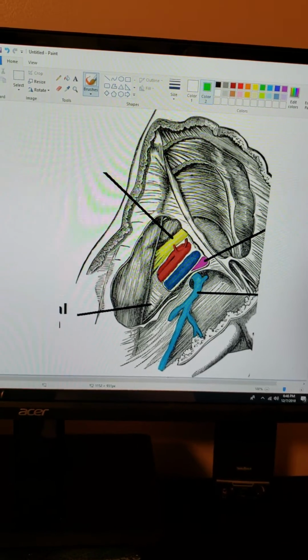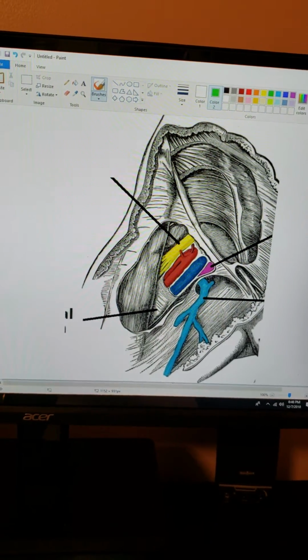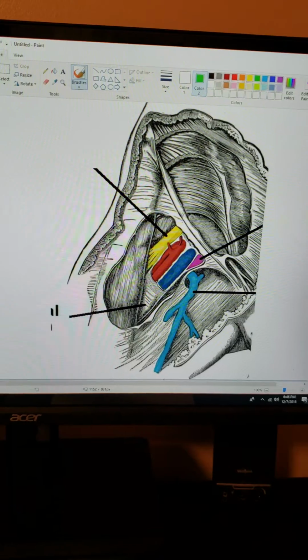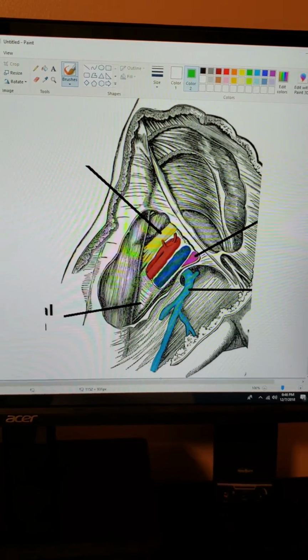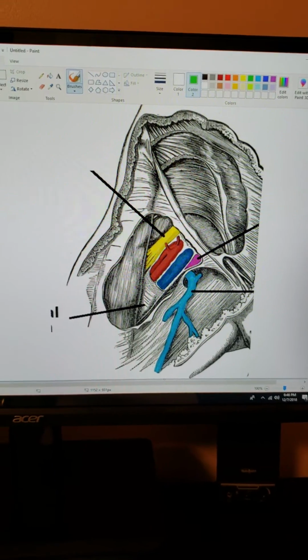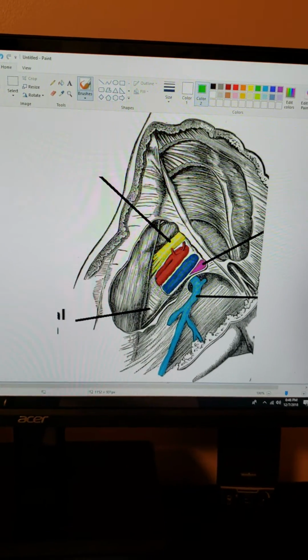Lastly, we have the femoral canal, which is that little portion that you can see in purple or pink. And it leads to the deep lymph nodes and vessels.